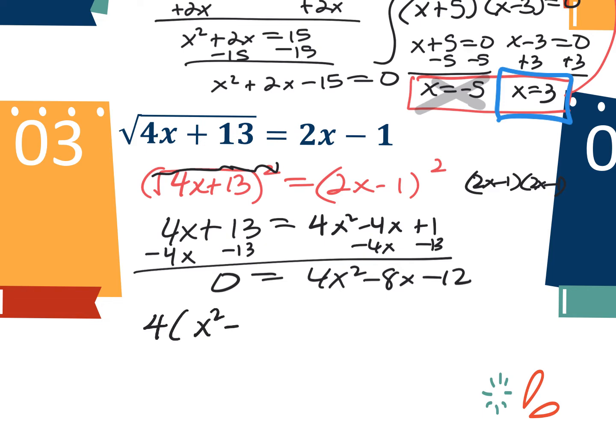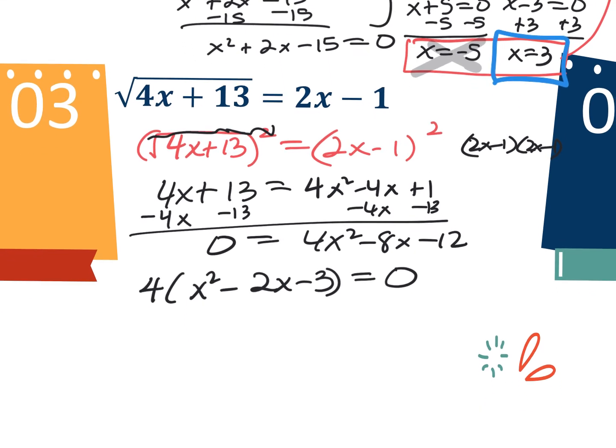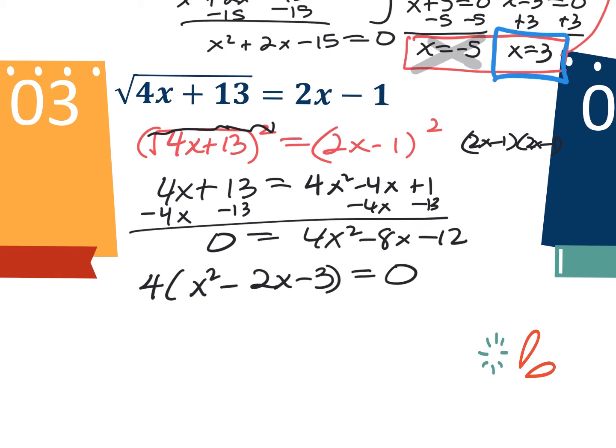4 times x squared minus 2x minus 3. Now, do not forget about your GCFs, because in the end, we need to set them equal to 0. However, when your GCF is just a constant, it's not going to help us. But if that were a 4x, I would get one of my answers to be x equals 0. So now I need to factor this. Factors of negative 3 that when I combine them give me negative 2, and that's going to be x minus 3 and x plus 1.